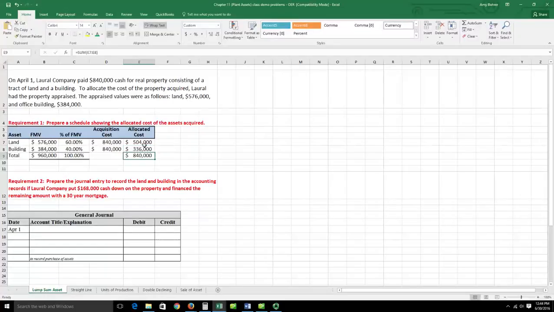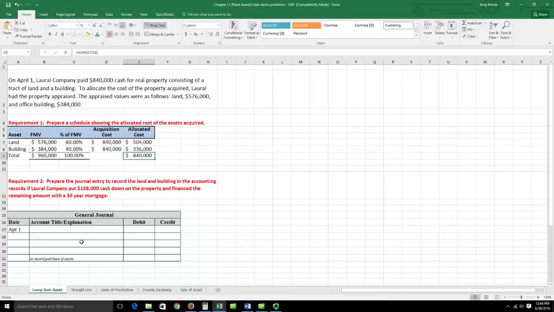Okay, and when you finish this calculation, you add the two together, you should come back to what you paid for. So we paid $840,000. That's how much we're allocating to each one. Okay, so that's where my math will stop.